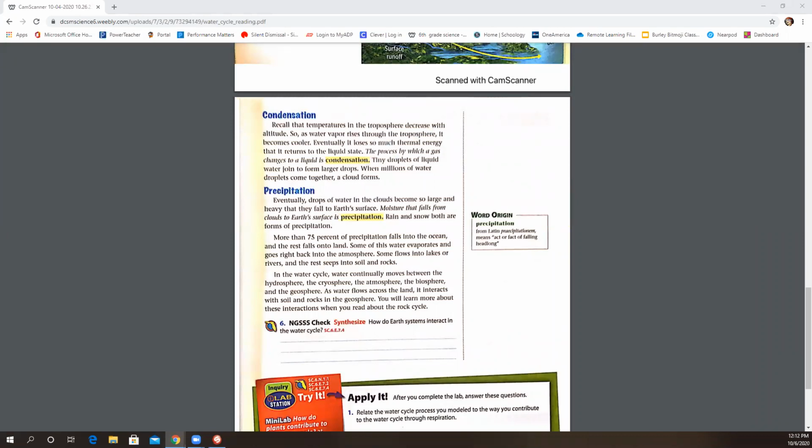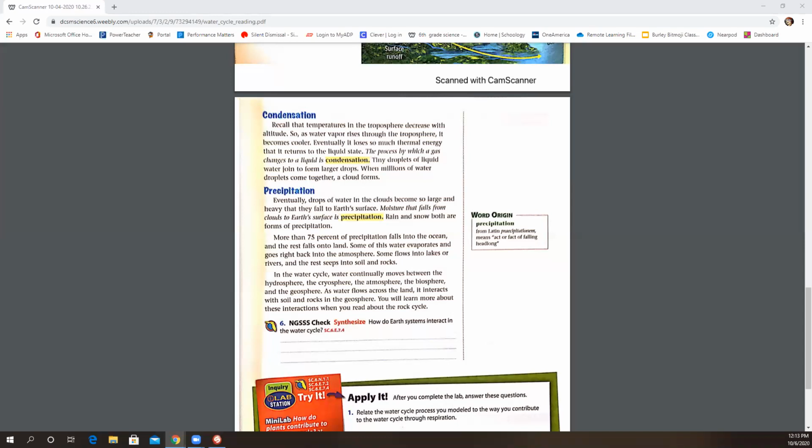Recall that temperatures in the troposphere, so in our lowest layer of the atmosphere, decrease with altitude. So as water vapor rises through the troposphere, it becomes cooler. Eventually, it loses so much thermal energy that it returns to the liquid state. The process by which a gas changes to a liquid is condensation. Tiny droplets of liquid water join, or condense, to form larger drops. When millions of water droplets come together, a cloud forms.